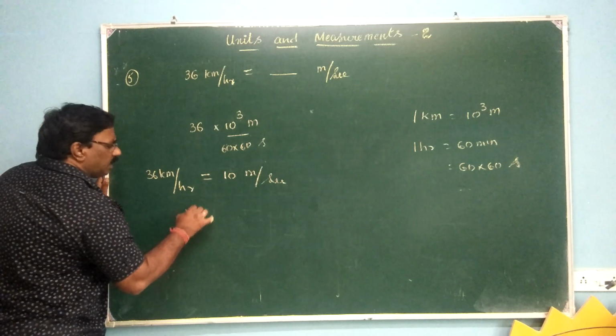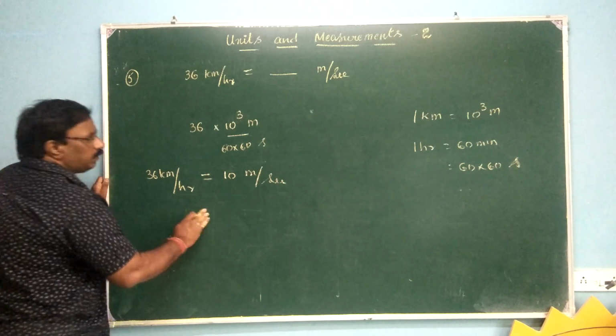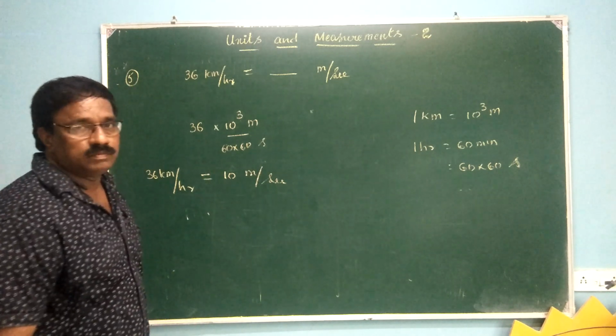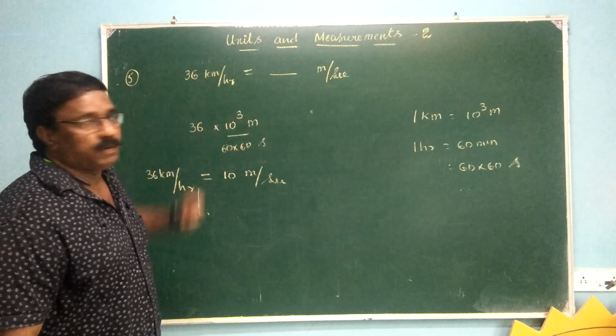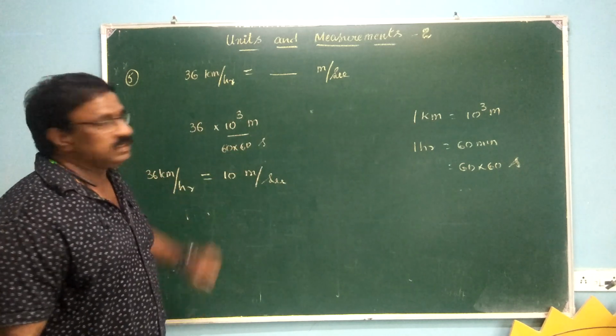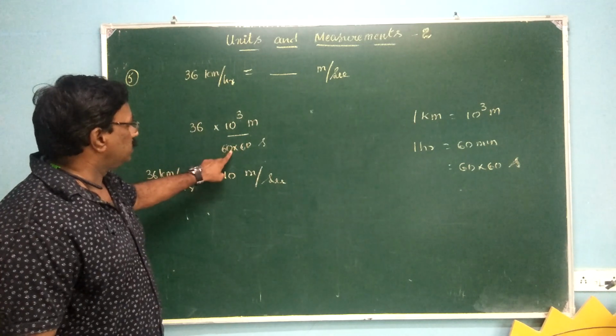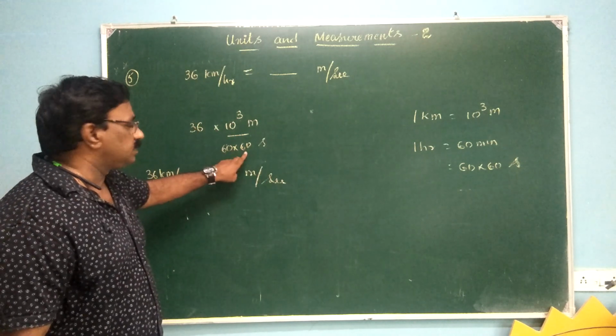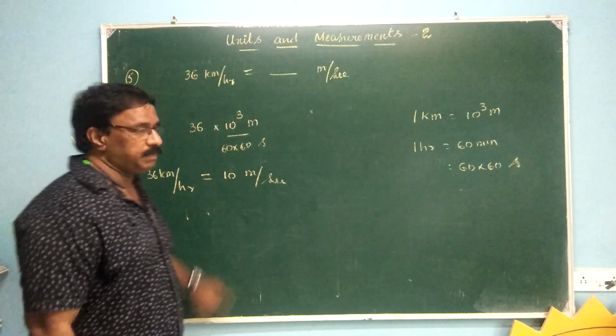But generally we remember it like this. 1 kilometer, generally we remember in this manner. Understood how to convert? Kilometer to meter, 10 power 3. Hour to seconds, 60 into 60. So here 10 power 3 cancelled, 10 left. 36, 6 into 6, 36 cancelled. So the answer is 10 meter per second.